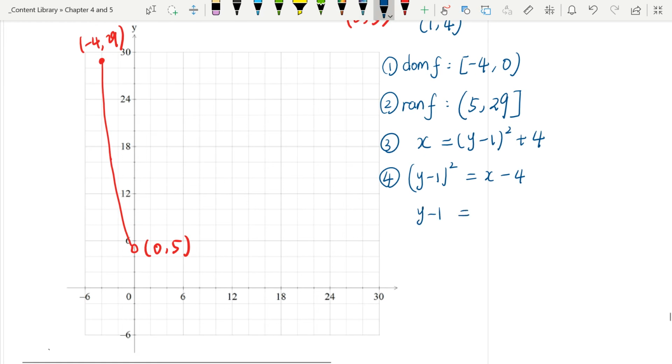y minus 1 equals to what? Root x minus 4, so y minus 1 equals plus minus square root of x minus 4. Yeah, when you square and you want to take the square root, you must remember the plus minus. If you don't have the plus minus in this question, you definitely can't get the right answer. If you forgot the minus, you definitely can't get the right answer.